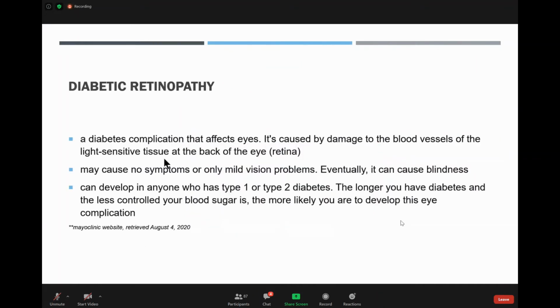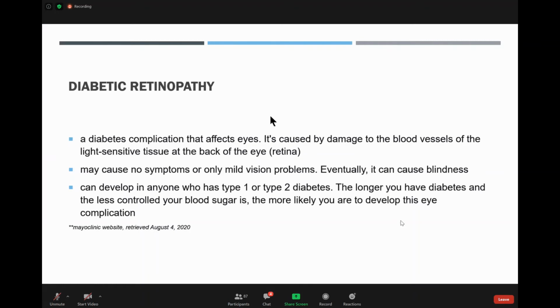So a diabetic retinopathy is a complication of your diabetes, which affects the eyes, or specifically the back of your eyes, which is your retina. So sometimes it may cause no symptoms or just mild vision problems. So eventually it can cause blindness. And then it can develop in anyone who has type 1 or type 2 diabetes. So the longer that you have diabetes and the less controlled your blood sugar is, the more likely that you are to develop this complication of the eye.